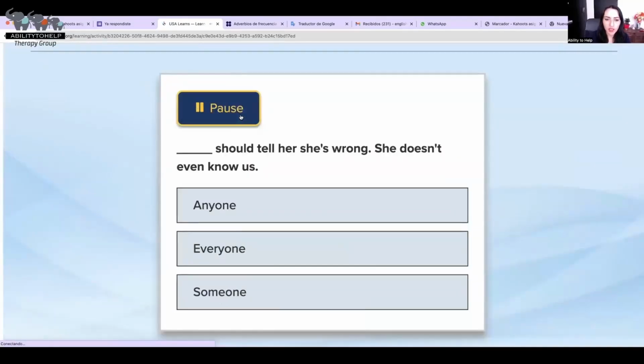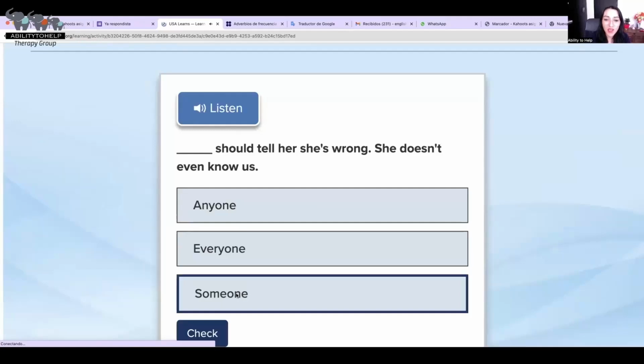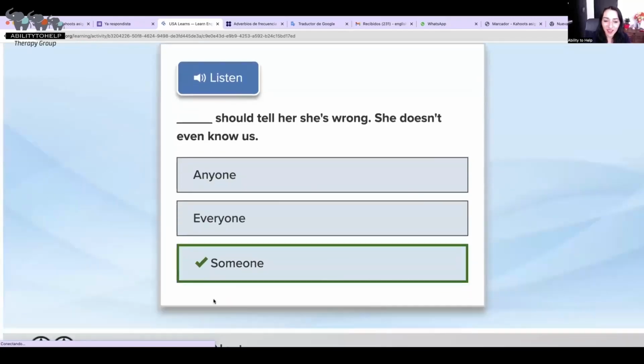Look at this. Someone should tell her she's wrong. She doesn't even know us. Did you understand? Help me. Someone should tell her she's wrong. She doesn't even know us. It's a little bit confused. Someone should tell her she's wrong. She doesn't even know us. Someone should tell her. Someone.